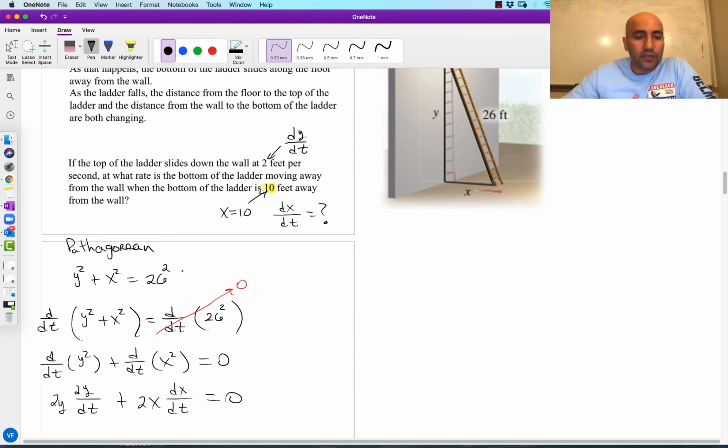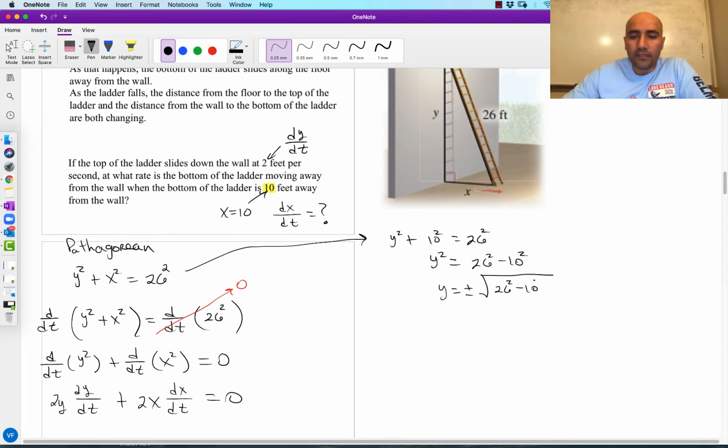Okay, so let's use this formula right over here. We're going to say y squared plus 10 squared equals 26 squared. So y squared equals 26 squared minus 10 squared. And so y equals plus or minus the square root of 26 squared minus 10 squared. Now it's plus or minus because when we take the square root of both sides, we get a plus or minus. But we know that in this case, the y can't be negative. So we'll just have to adjust for that.